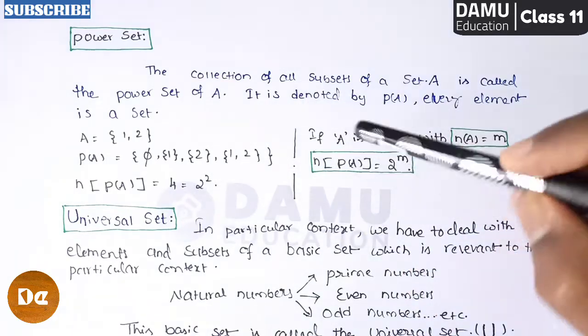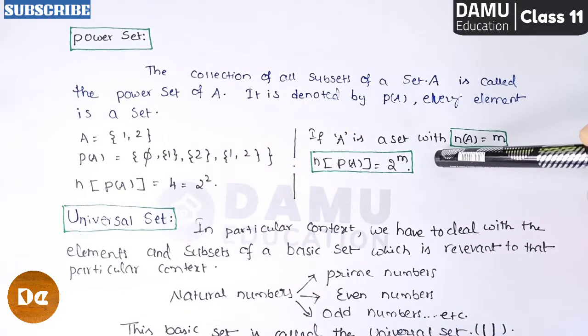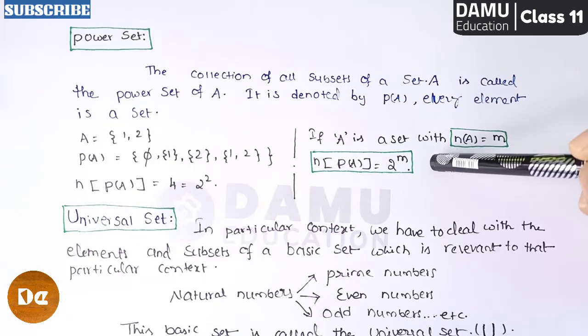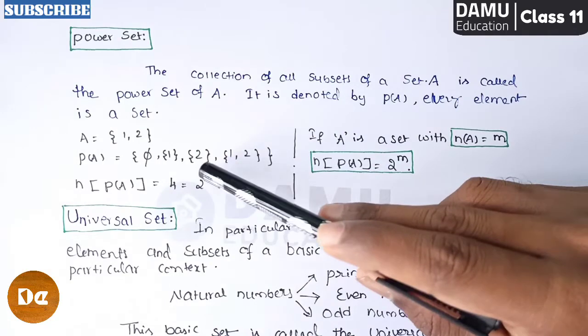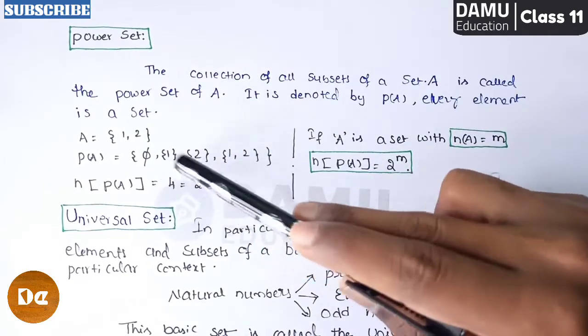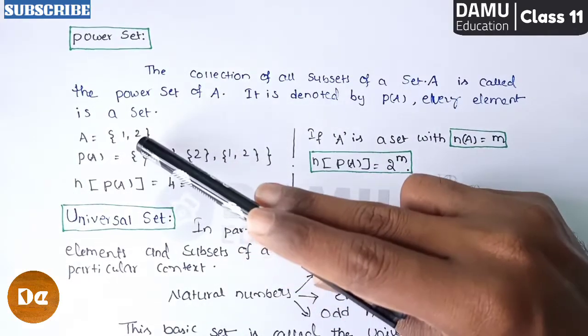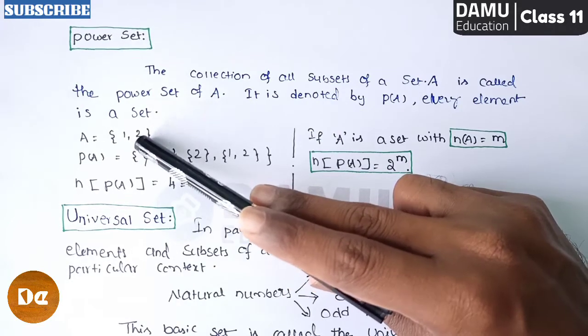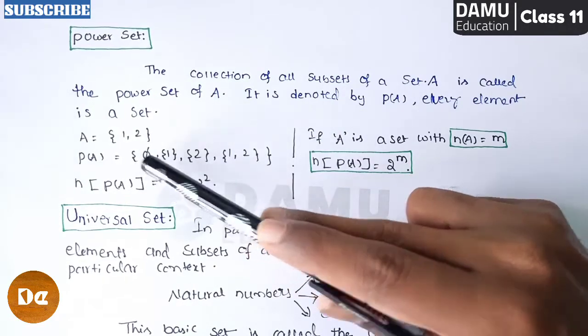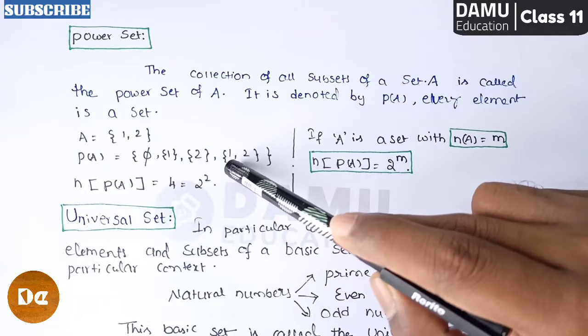So what is the formula for the number of elements present in a power set? Here, element means we have to think of different sets. Element means different sets in a power set. Numbers, objects, members will be there in every set, but in a power set, the element is a set.